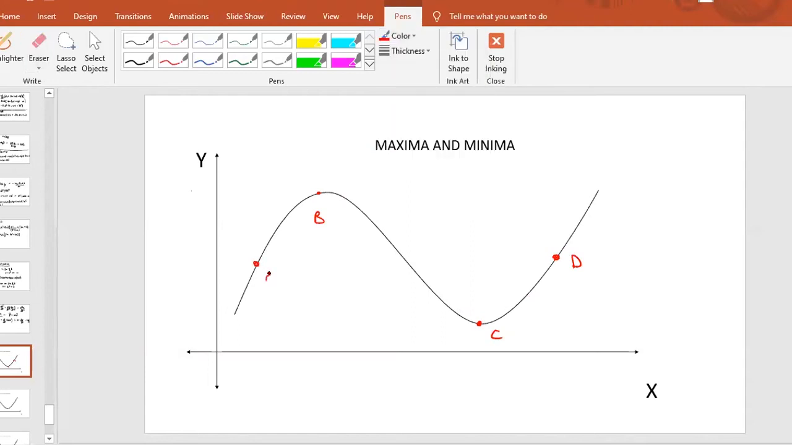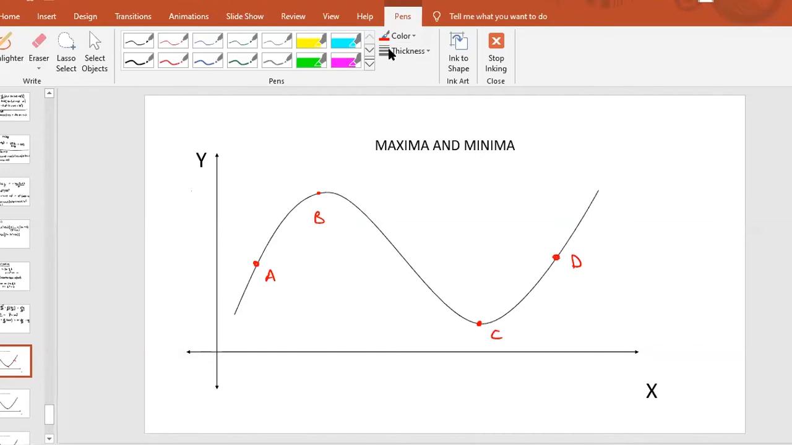Okay, point A. Not just tell me logically. I'm simply asking you logically, by looking at this graph, which point will be the maximum value of y? B. By looking at the graph, we can simply say that it is B. B has the maximum value of y. Which will have the least value of y? C. C will be the least value of y.